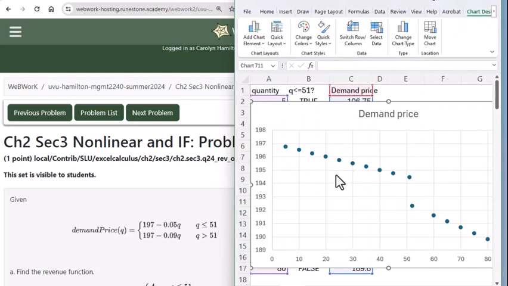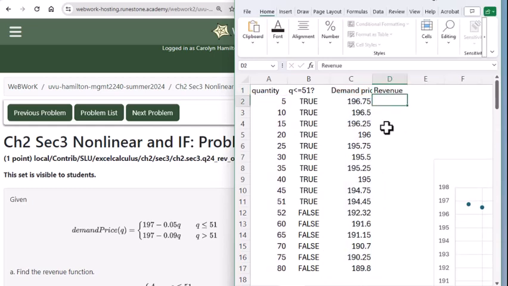So this is why we call it a piecewise function. See, it has this jump in it. The math word is a discontinuity. So for quantity less than 51, my price is up here on this slope, and for quantity greater than 51, it jumps down to that slope.